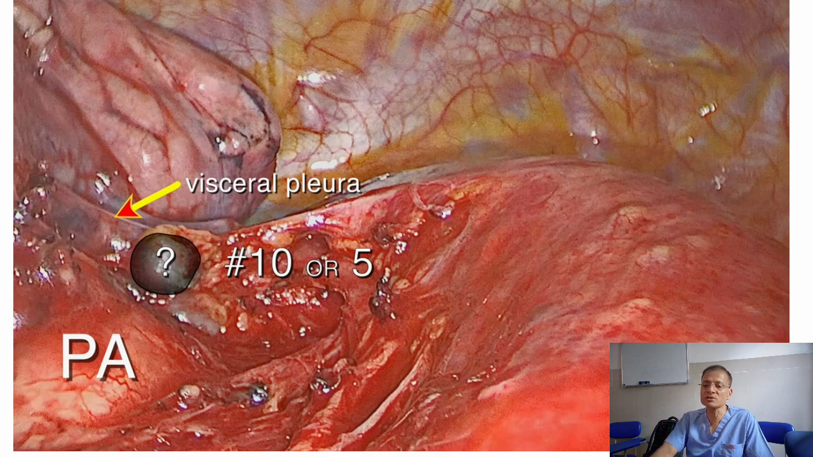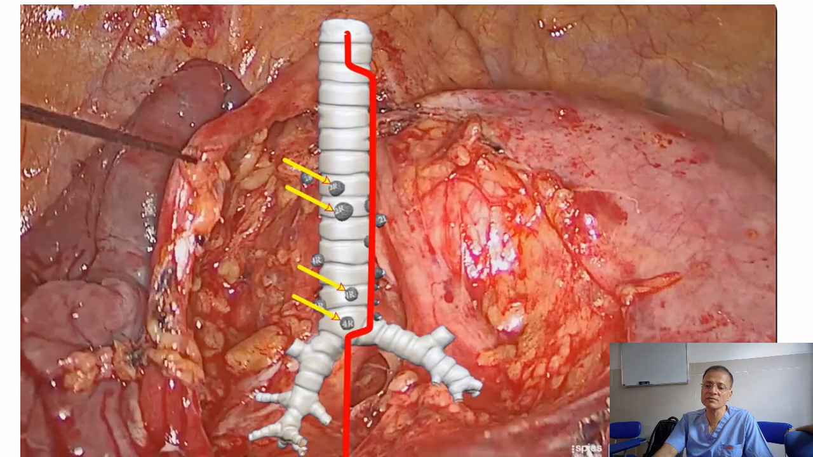Here also, on the left side there is a collection. This is the PA, your lymph node group of 10 or 5. Right? Level 10 is at the visceral pleura. So that was the level 10 lymph node backwards. On the right side, we are doing a tracheotomy.